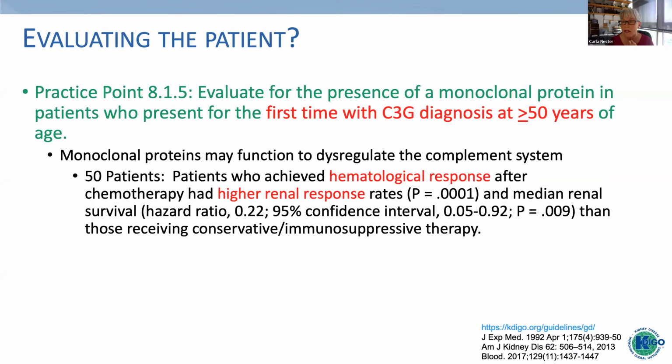Well, it's because if you go after the clone, it does appear, again, from just one study I'm presenting here of 50 patients, that they are going to have improved renal survival. So it's possible that going after the clone is your treatment approach, rather than, strictly speaking, going after the targeted therapeutics that we're going to be thinking about moving forward in the other C3G patients.